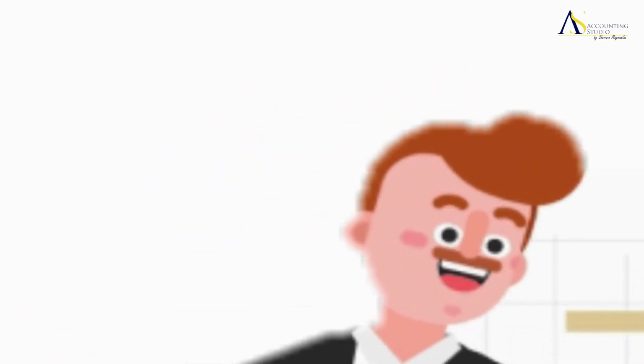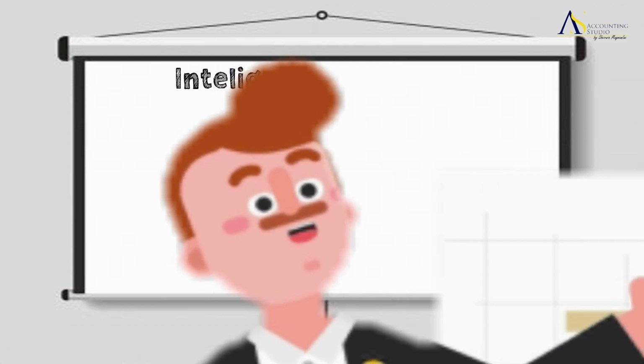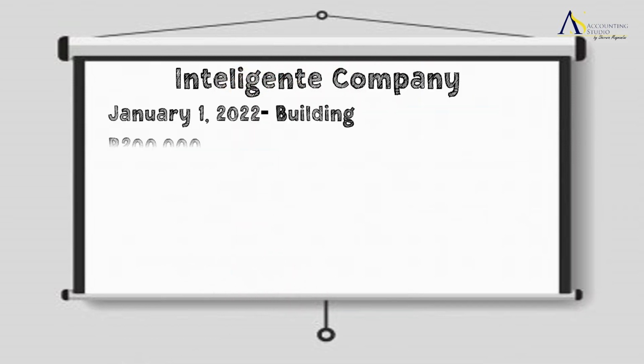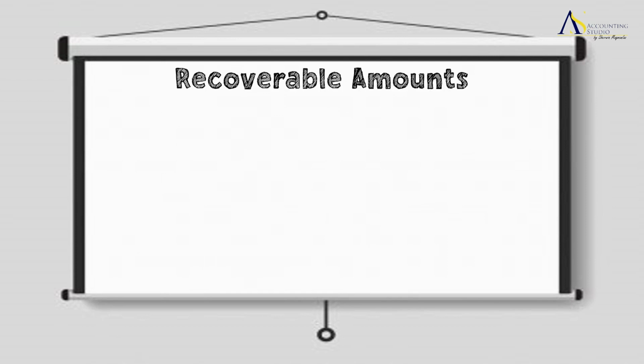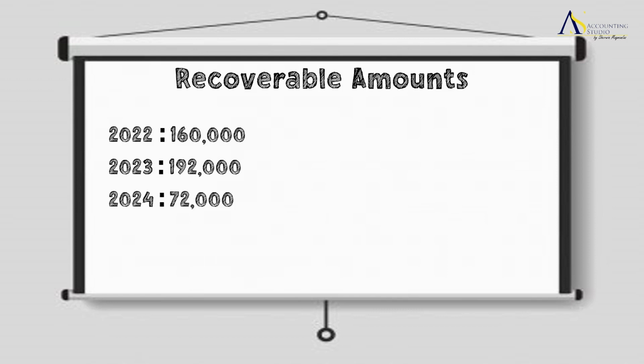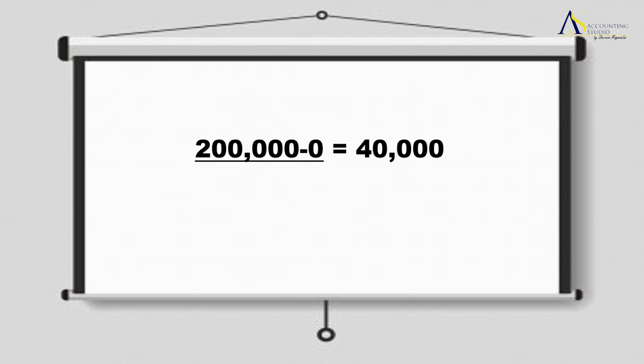Now, let's look at an example to bring this all together. Intelligente Company purchased a building for $200,000 on January 1, 2022. The estimated useful life is 5 years with no residual value. The straight-line method of depreciation is used to depreciate the building, and it is accounted for on a cost model. The recoverable amount is as follows: 2022, $160,000; 2023, $192,000; 2024, $72,000; and 2025, $48,000. To get the depreciation, it is calculated as $200,000, which is the acquisition cost, less zero residual value, divided by 5 years useful life. The depreciation each year will be $40,000.